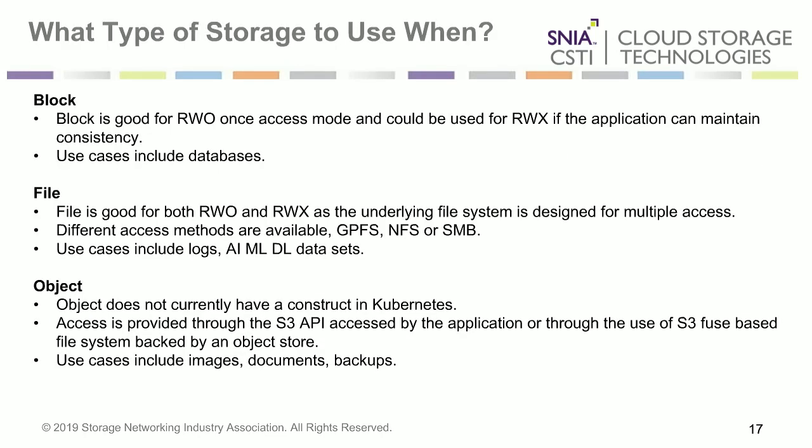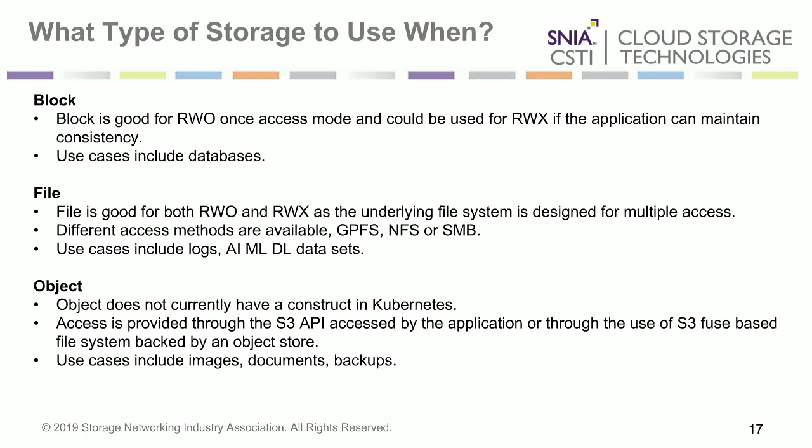So there are essentially 3 different types of storage that are used with Kubernetes. You have block. Again, good for the read-write once access mode. It could be used for read-write many if your application can keep consistency of any file system or whatever underneath of it. I haven't really seen that used too often, but generally I'll see block being used for databases, etc. And then we have file, things like GPFS, NFS, or SMB, which can be used for read-write once or read-write many depending on use case. And then we also have the same things here, logs, AI, ML, DL data sets.